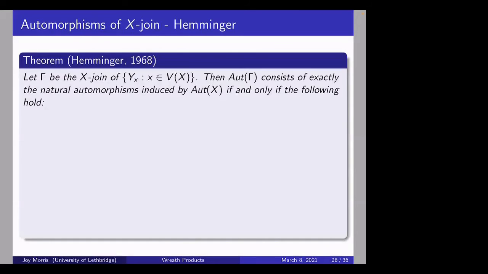And so the automorphism group consists of exactly the natural automorphisms induced by the automorphism group of X, and all of those automorphisms, if and only if the following hold. So this is the condition I was just discussing. Whenever we have an automorphism of X that maps a vertex little x to a vertex y, the corresponding copies of Y have to be isomorphic in order for that automorphism to induce automorphisms in the lexicographic product.